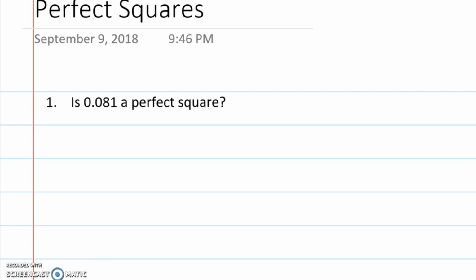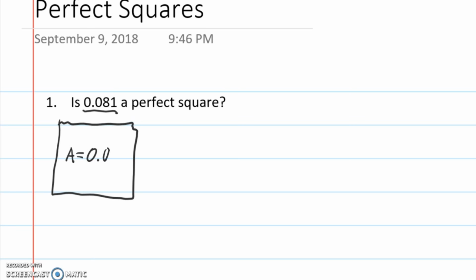So first thing to think about is that decimals are hard to know if they are perfect squares or not, because then you need to take the square root to find if it's a perfect square. So we're just going to talk this through. When it asks, is this a perfect square? It's asking for a square of area 0.081, is it a perfect square?